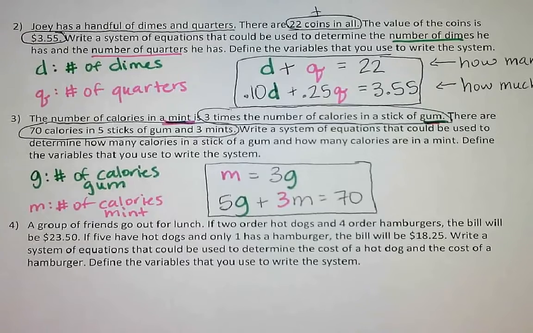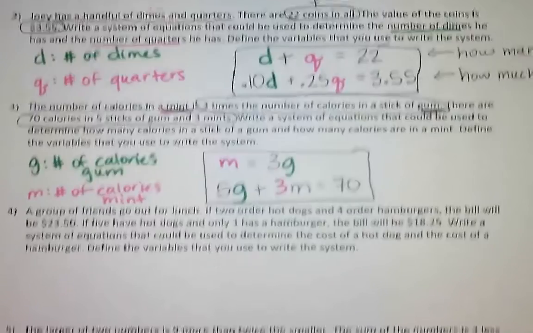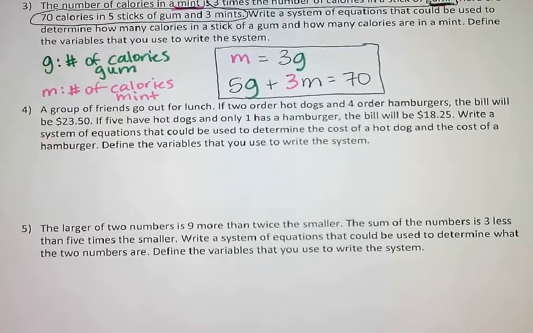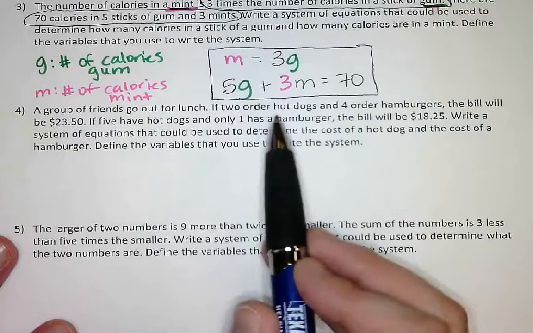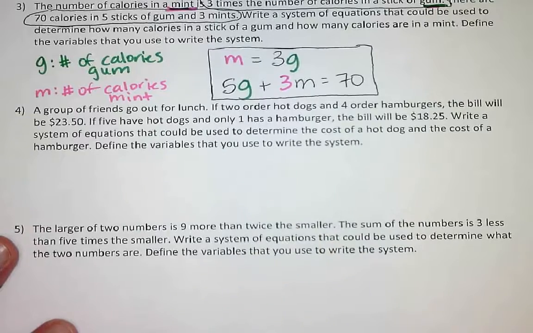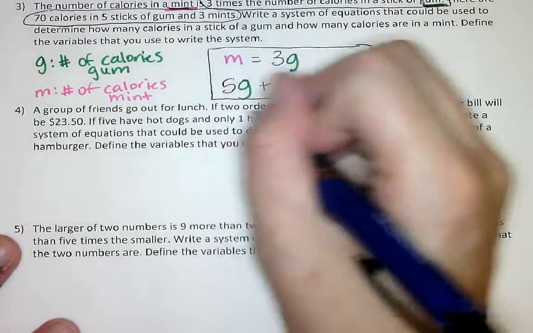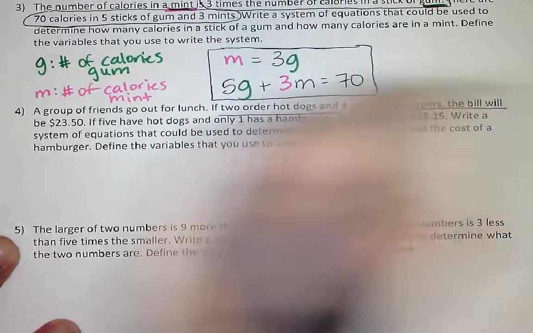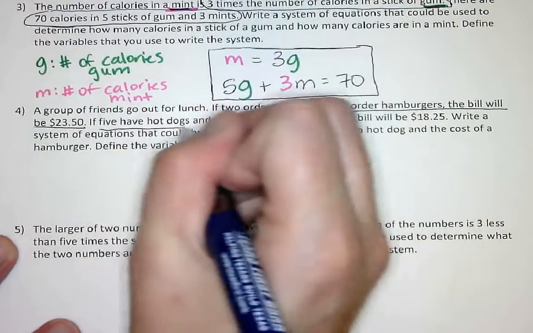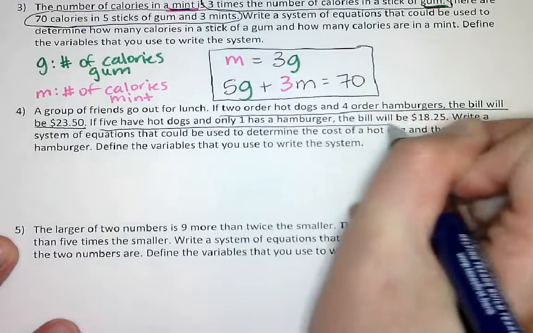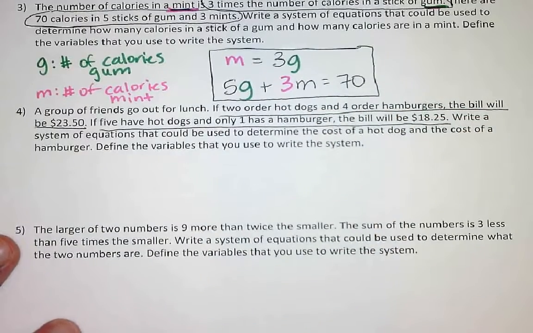A group of friends go out for lunch. If 2 order hot dogs and 4 order hamburgers, the bill will be $23.50. Oh, but it has a second circumstance. If 5 have hot dogs and only 1 has a hamburger, the bill is $18.25. So write a system that can be used to determine the cost of the hot dog and the cost of the hamburger. So what is our unknown, y'all?